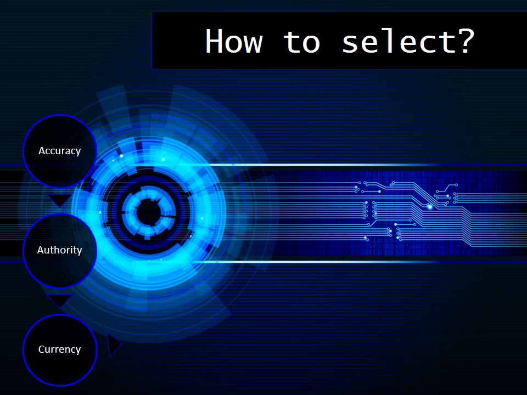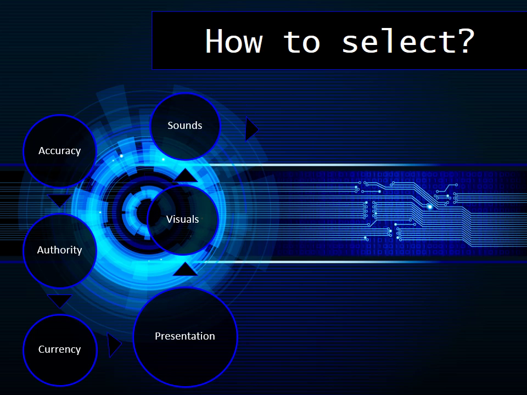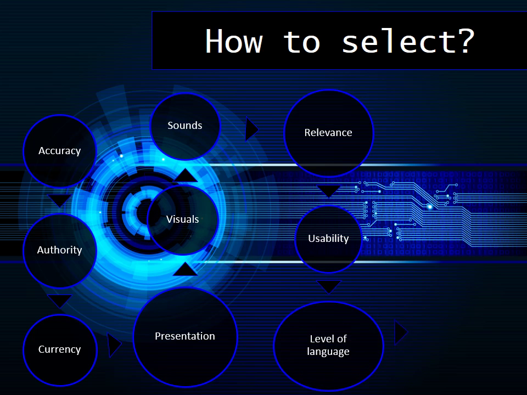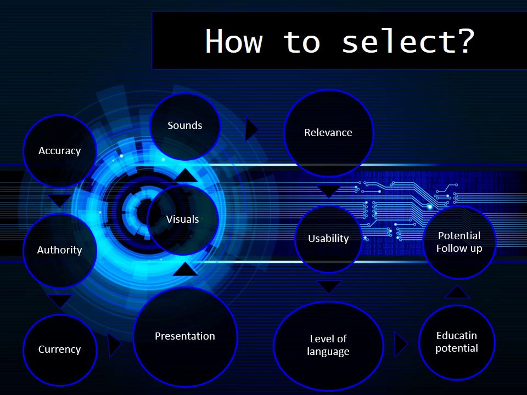For the internet, the first is we should consider accuracy. The next is about our theory: accuracy, sounds, visual, presentation, relevance, usability, level of language, educational potential, and then potential follow-up. Accuracy means that the materials you give are related to their age, and it should be related to the topic that you will teach for your pupils.